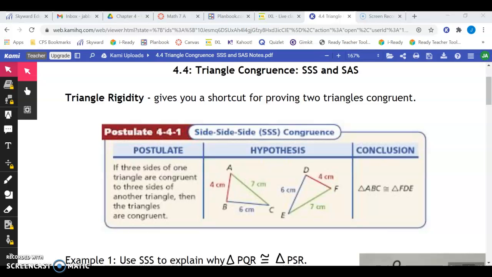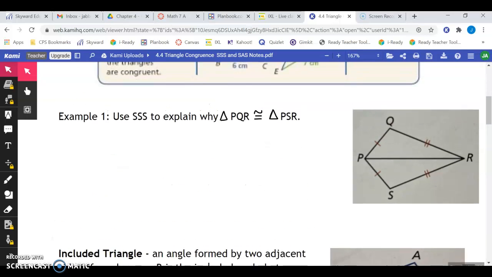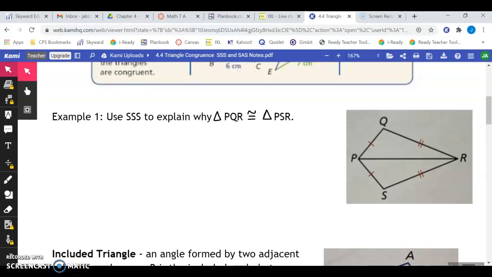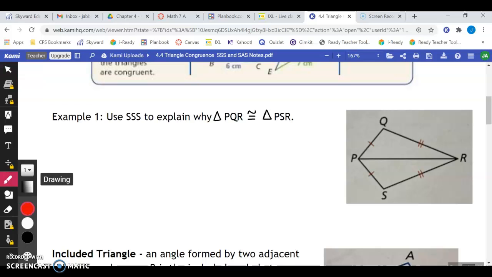So if all three dimensions are given on both triangles and they're the same, they match up, then we can say it is congruent by the side, side, side congruence postulate. So for example one here, we have to use the side, side, side to explain why triangle PQR is congruent to triangle PSR. So first thing is it's labeled over here that PQ and PS are congruent.